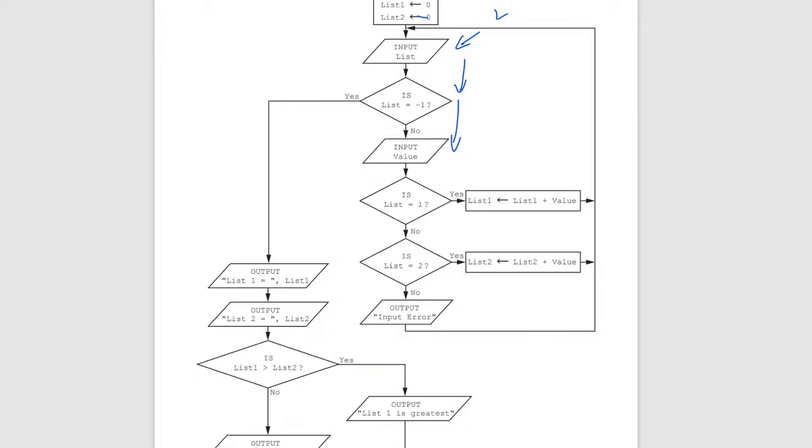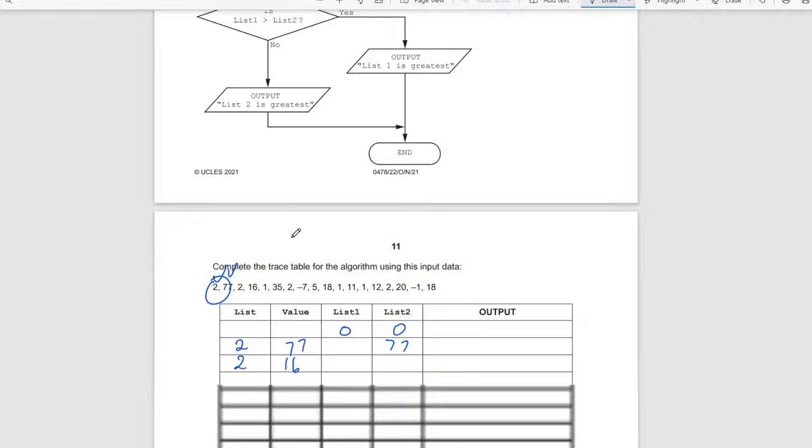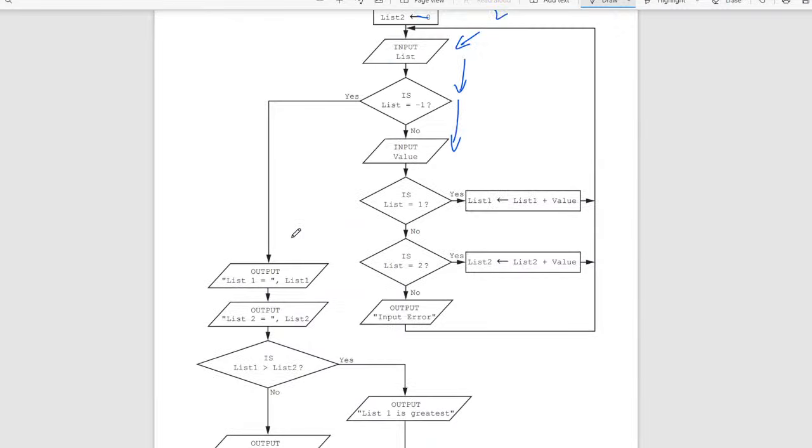Yeah, exactly. So we move on now. Okay, so it says is list, okay, where were we? So we said that is the list -1. What's the list right now? The list right now is 2 again, so it's not. So again here, then we go down.